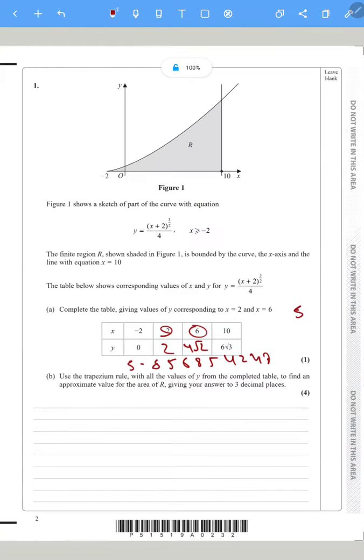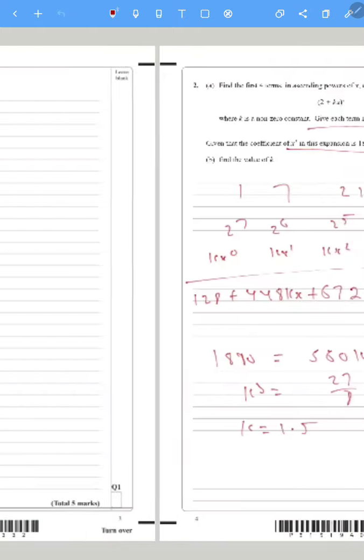And our trapezium rule, so we do the trapezium of all of these, so that one is 4 times 2 over 2 plus 2 plus 4 root 2 over 2 times 4, and then plus 4 root 2 plus 6 root 3 over 2 times 4, which is 51.412. Okay, that's question 1.